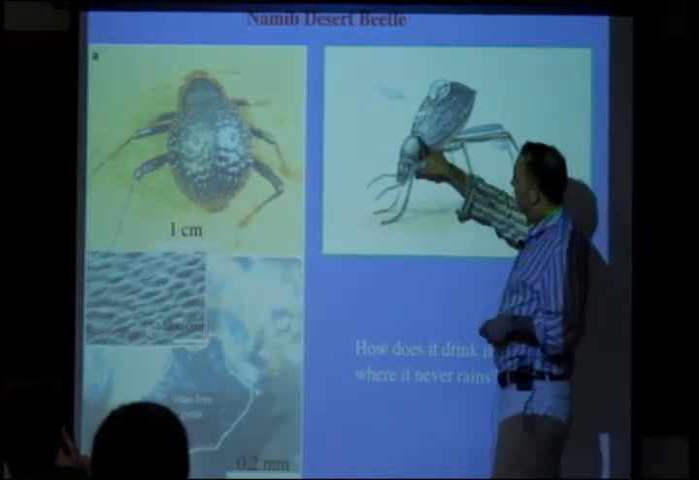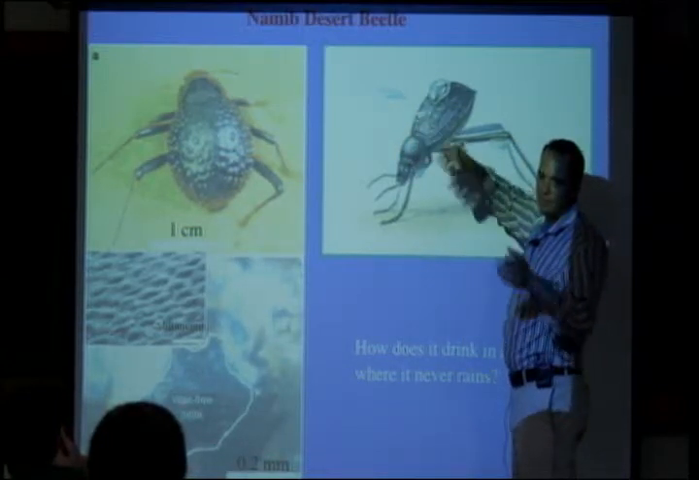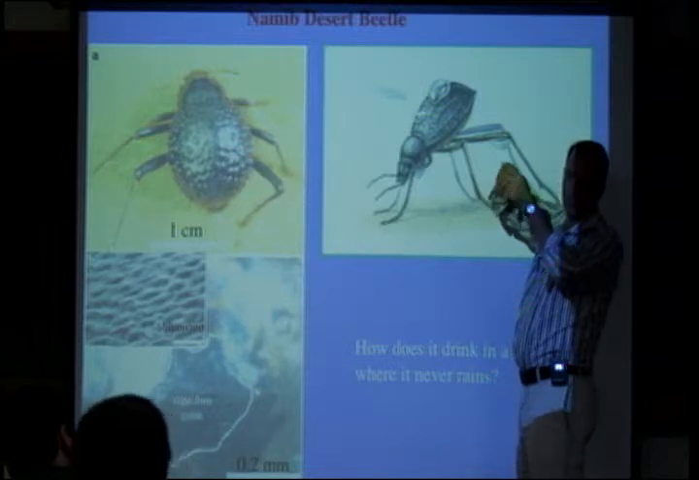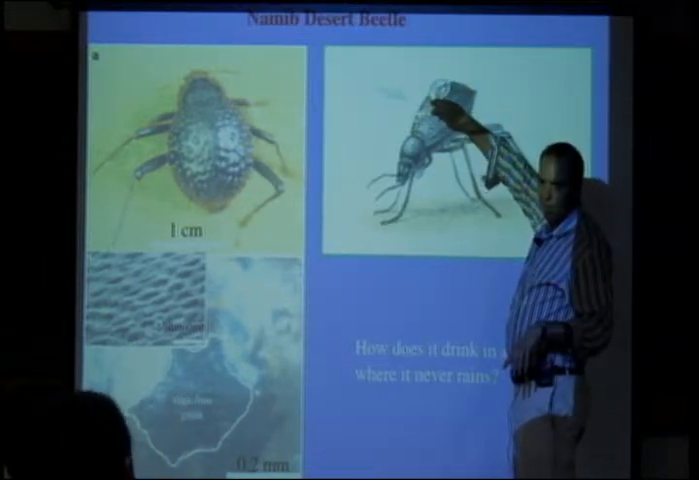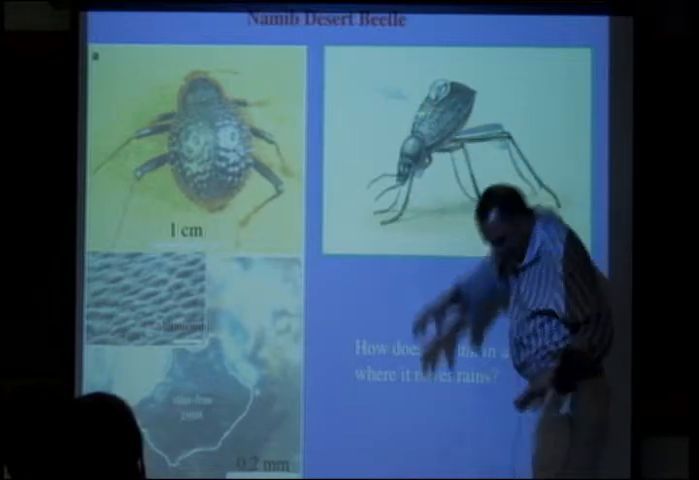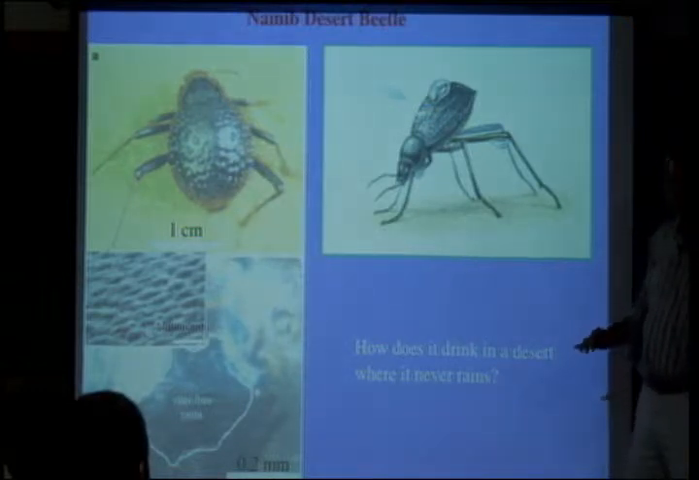So the droplets accumulate on the bumps, and they grow by accretion. The other drops hit them and they grow and grow until they get large enough that they roll into the hydrophobic valleys, and then they basically move the drop up towards their mouth and then they drink it.